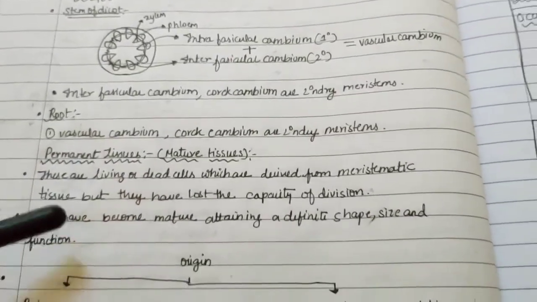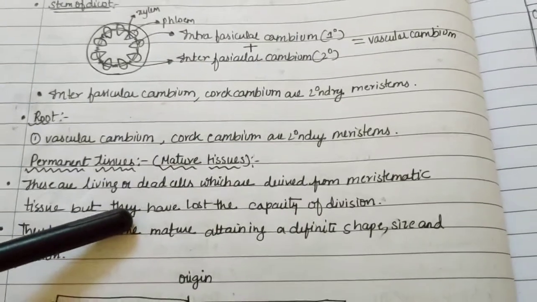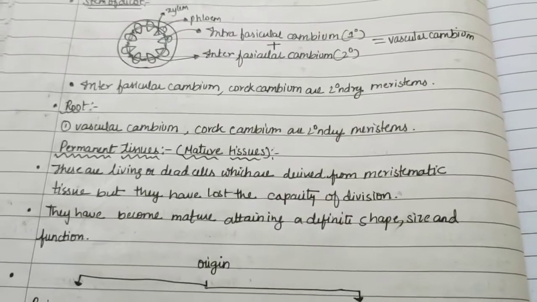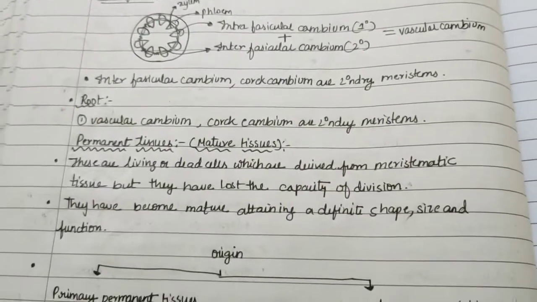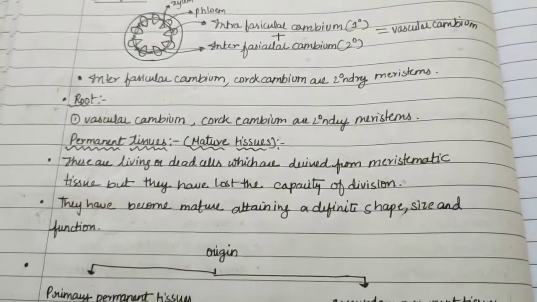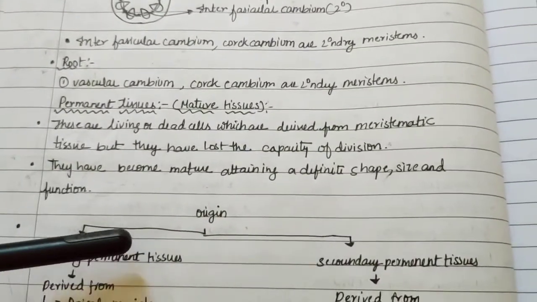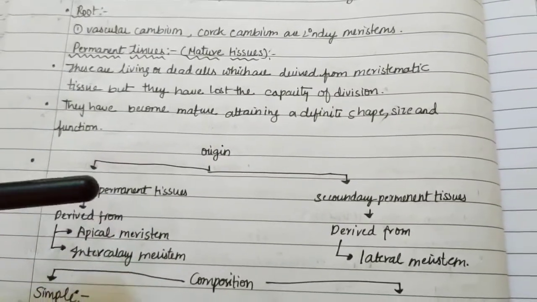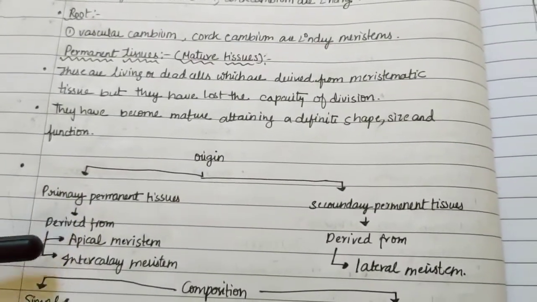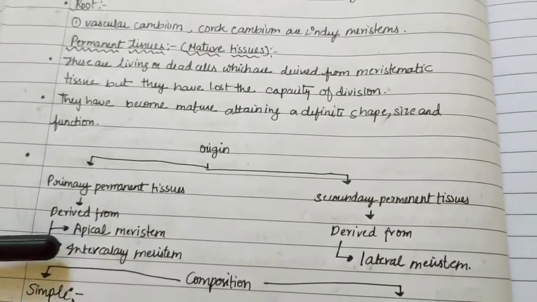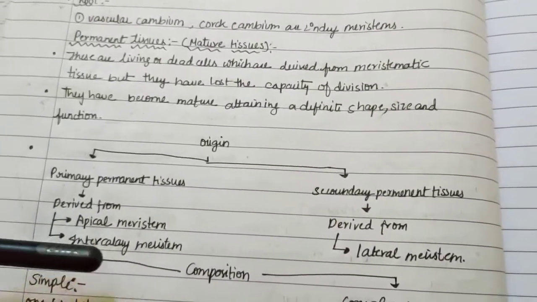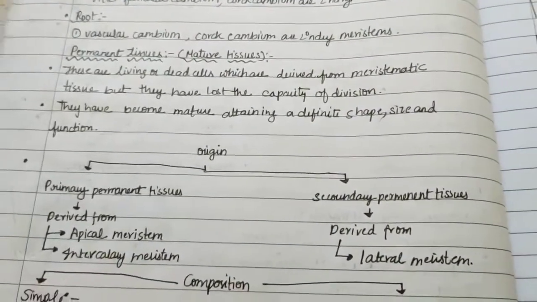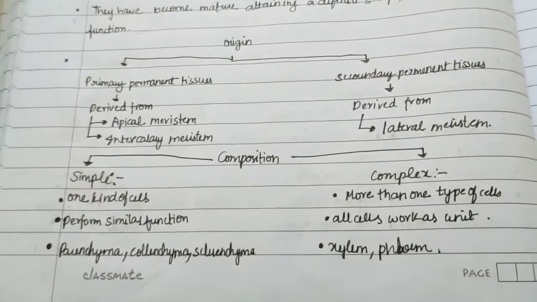The permanent tissues or mature tissues are living or dead cells which are derived from the meristematic tissues, but they have lost the capability of division. They are known as permanent tissues. They have become mature, attaining a defined shape, size, and function. With respect to origin, permanent tissues are of two types: primary permanent tissue and secondary permanent tissue. Primary permanent tissues are derived from the apical meristem and intercalary meristem, whereas secondary permanent tissues are derived from the lateral meristematic tissue.